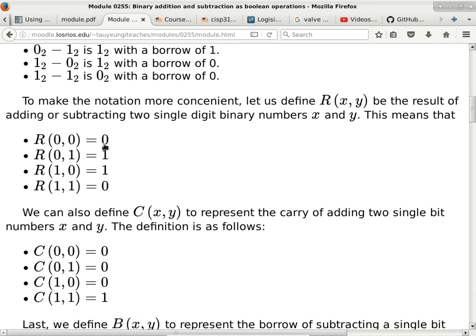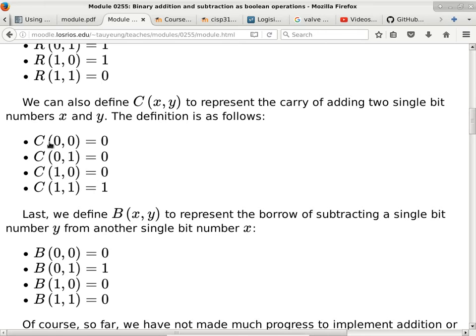0 plus 0 is 0. The result of 0 plus 1 is 1. The result of 1 plus 0 is 1. The result of 1 plus 1 is 0. The carry of 0 plus 0 is 0. The carry of 0 plus 1 is 0. The carry of 1 plus 0 is 0. The carry of 1 plus 1 is 1.